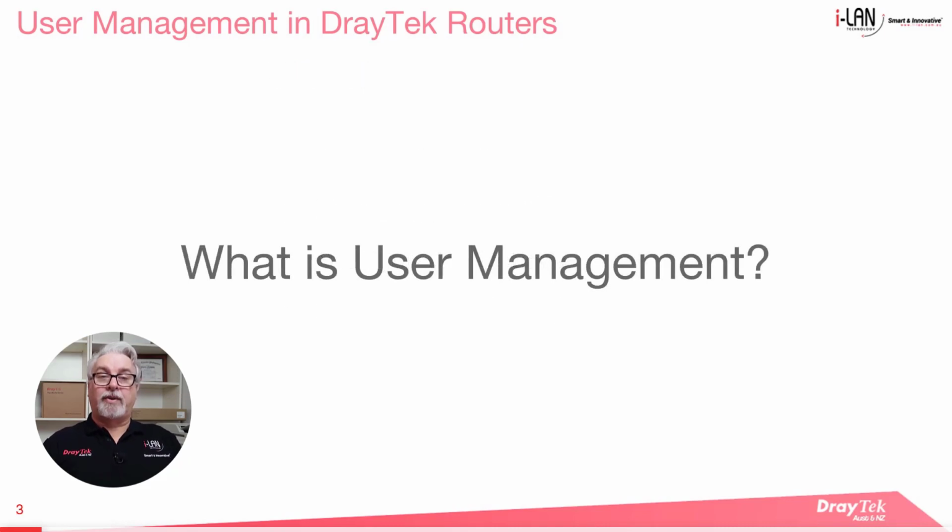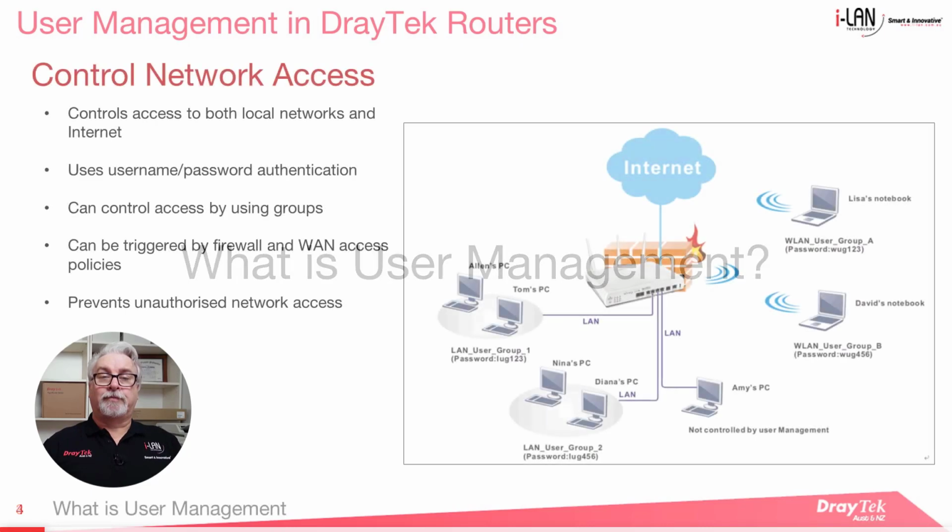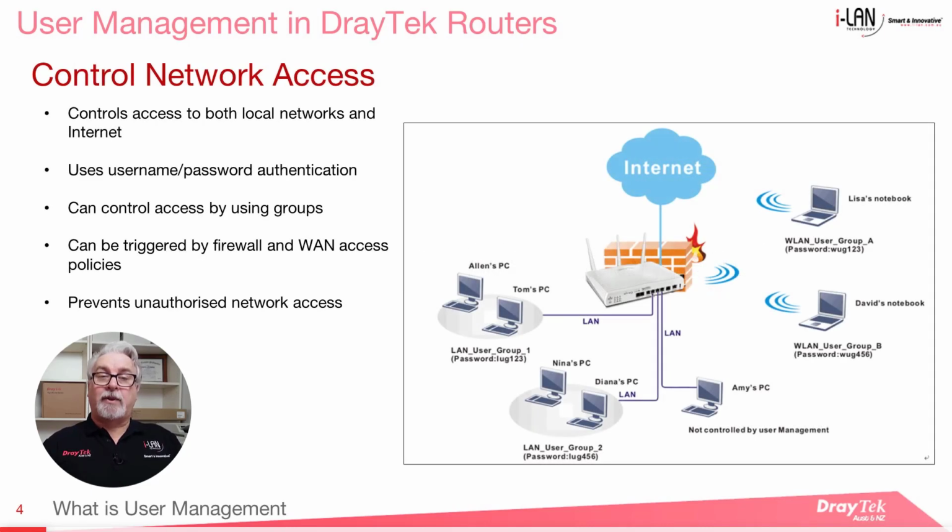So, what is user management and why is it used? User management is a feature available in dual and multi-WAN routers which controls access to both the local network as well as the internet. It allows the network administrator to manage internet access at the user level so that users have to be authenticated using a username and password before being granted internet access. The use of optional firewall rules and WAN access policies can be applied to control access.